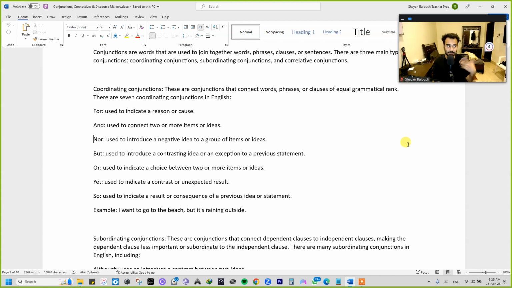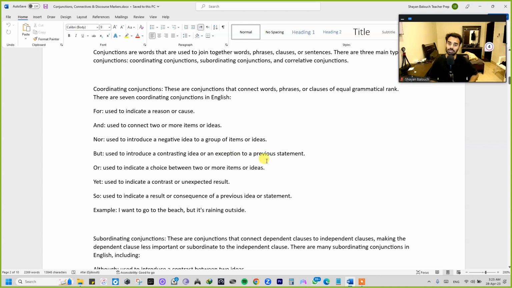We usually say but. For example, whatever you're saying, it's right, but, you know, after but, the other person will get an idea that I'm about to say something opposite to that. So it's used to introduce a contrasting idea. Contrasting means a little bit opposite idea, or an exception to the previous statement.